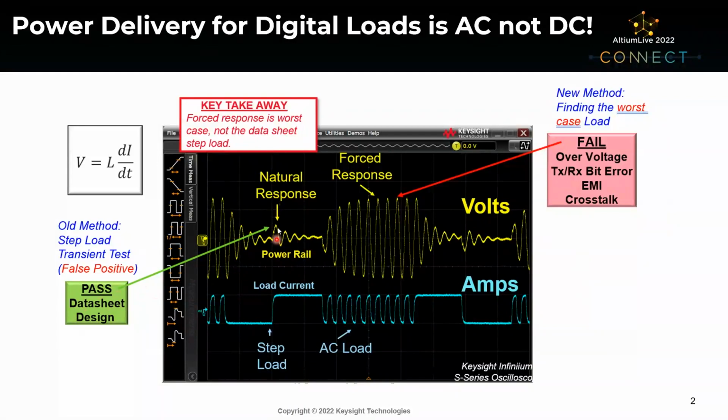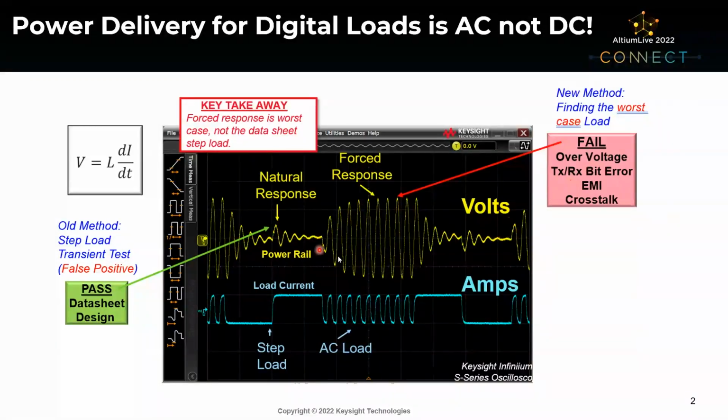There is a resonance. And if we actually turn the current on and off at that frequency, we create what's called a forced response. This forced response is much larger than the natural response. It turns out that its amplitude is roughly the amplitude of the natural response times the Q, or the sharpness of this resonance. And this much larger forced response may actually fail your min-max ripple requirement on your power rail.